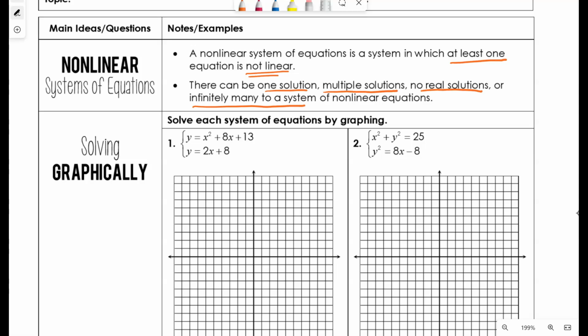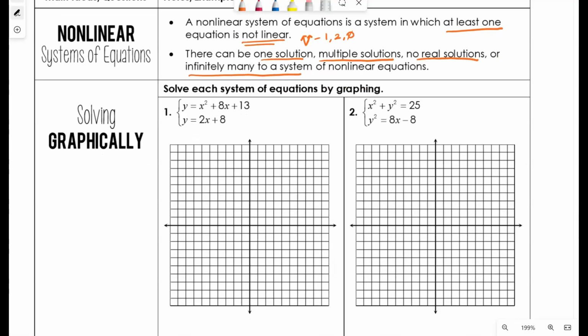So remember, in class, if we have a parabola, we had 1, 2, or no solutions when it came to a parabola and a line. But when we were comparing the ellipses with the circles in class, you saw that there were multiple different solutions. So it is multiple solutions depending on the shapes that we're looking at.